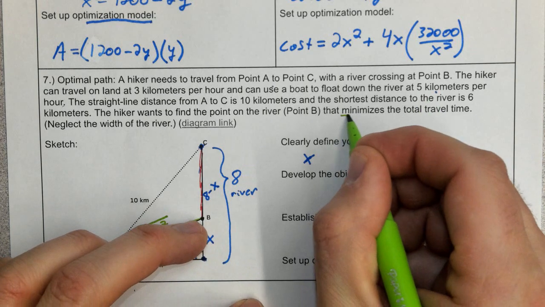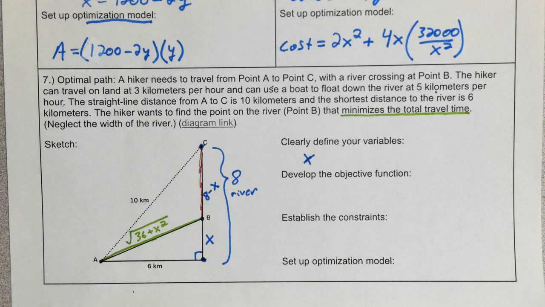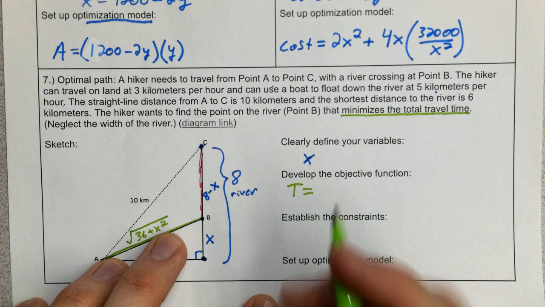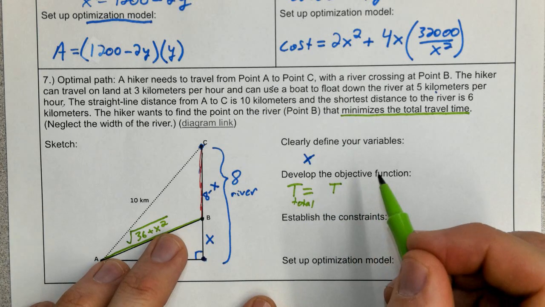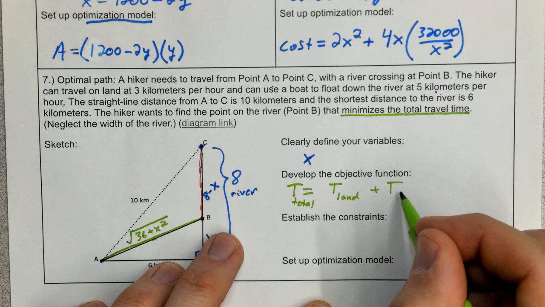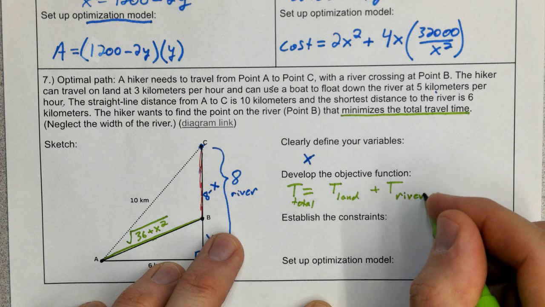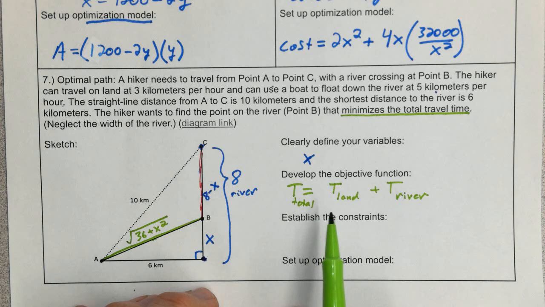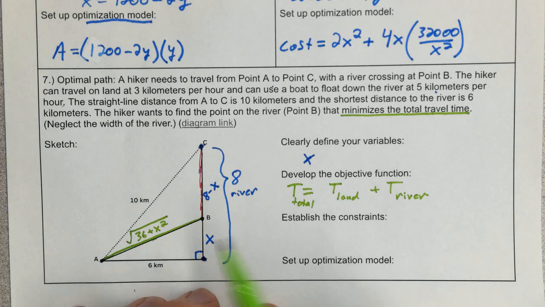Our objective function is going to be minimizing the total travel time, okay? So what's our objective function? Well, it looks like this. It's the total time, so maybe we say that's T total, okay? That's going to be equal to the time spent on the land plus the time spent on the river. So let's just call that T sub river, okay? Once we establish that, we're going to figure out what that equation is for time, right? Because we know distance, but we don't know time.